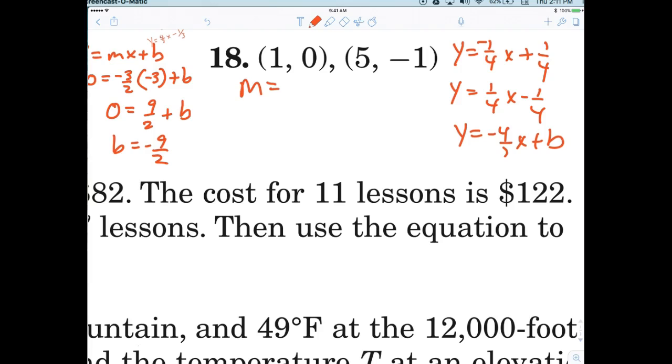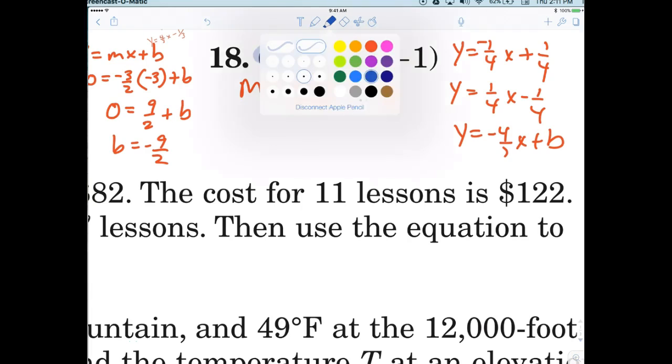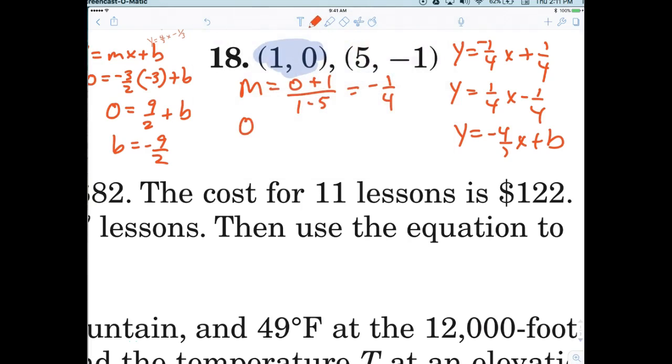m equals 0 plus 1 over 1 minus 5. Looks like -1/4. Everybody happy with that? -1/4. Everybody good? All right. Now, which one's easier? 1, 0. 1, 0 looks to me easier. So here we go. 0 equals negative 1/4 times 1 plus b. 0 equals negative 1/4 plus b. So we know b had to be 1/4.